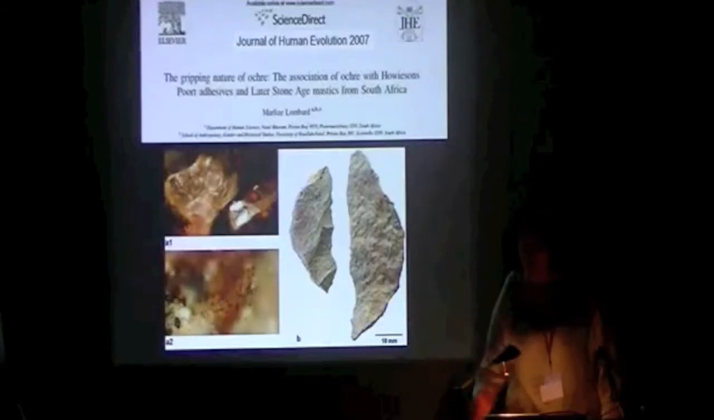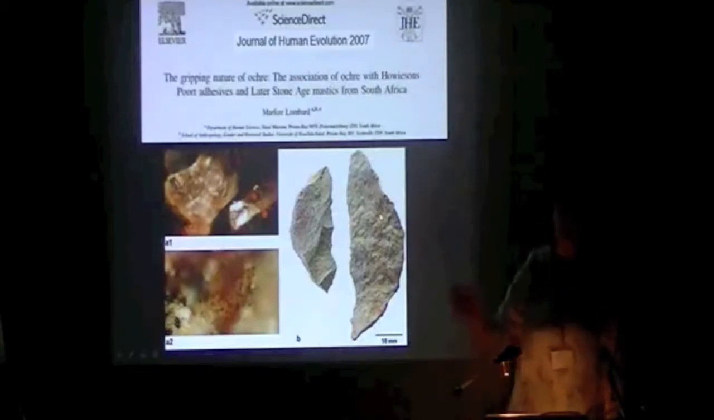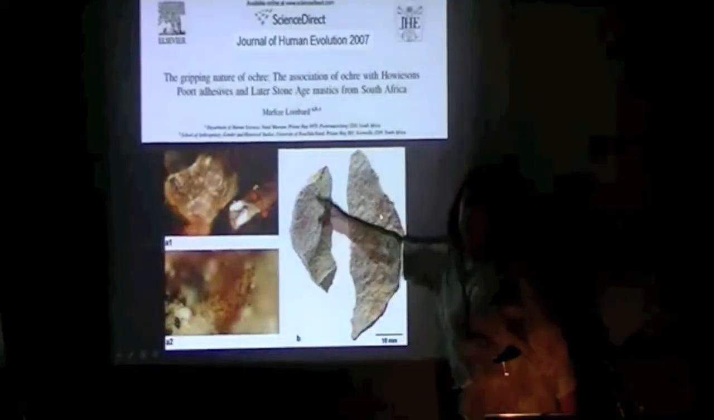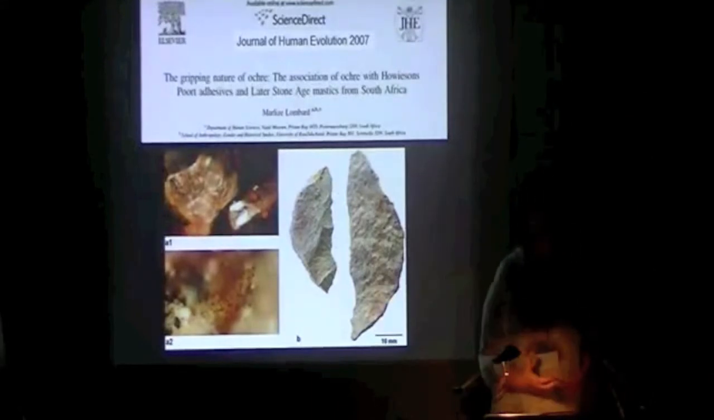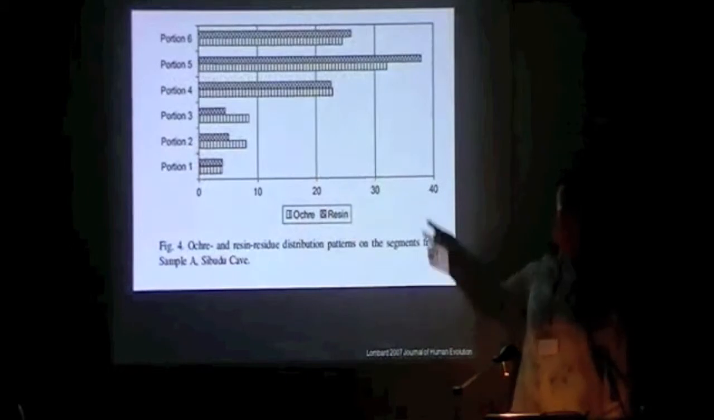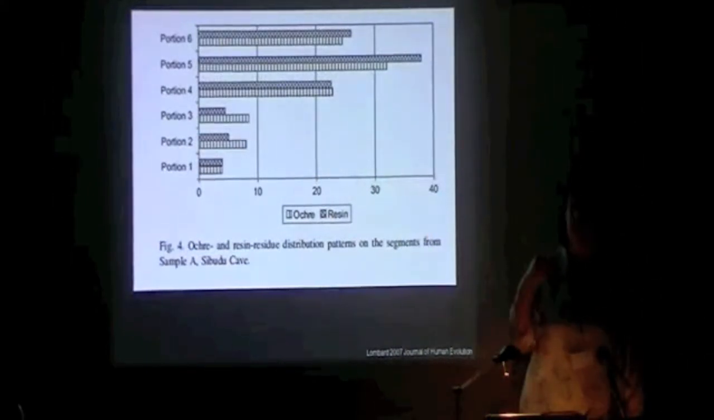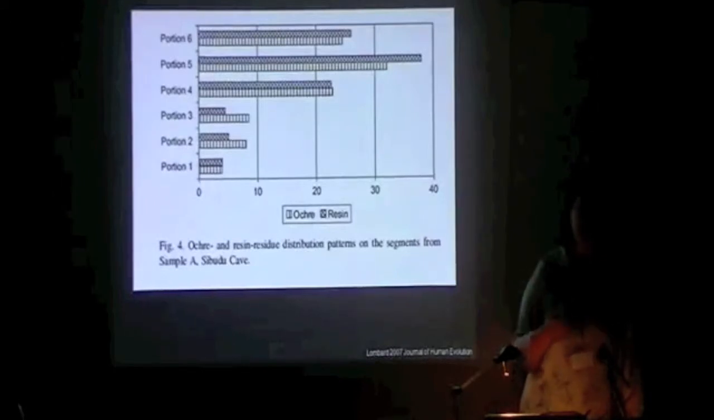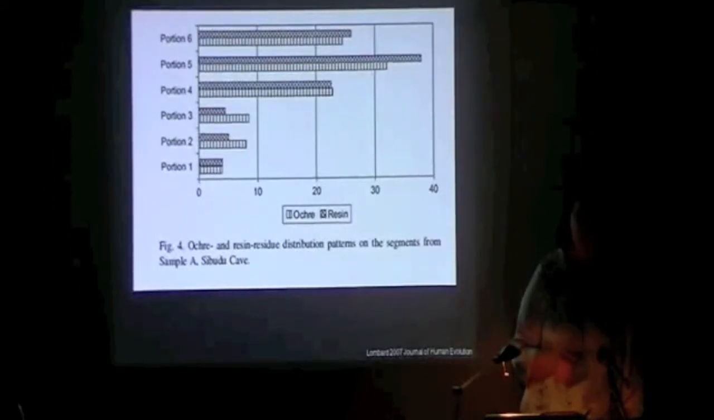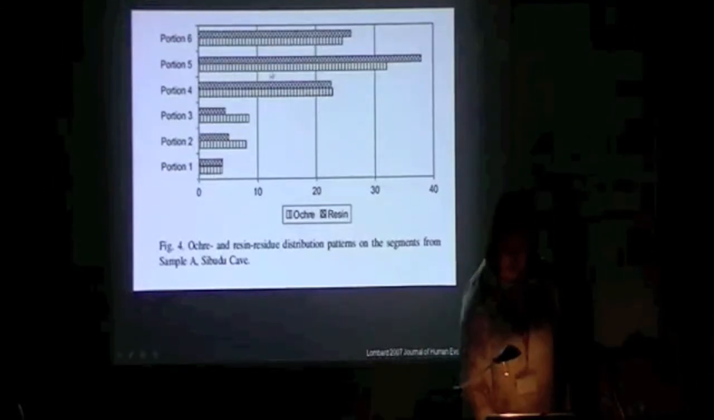And luckily, Sibudu is very good to us. Often we can see it with the naked eye, that there's ochre on the back of these tools. And it's very often in combination with resin. And here you can see on that sample how the ochre and resin distribution patterns are very, very similar to each other and concentrated on the back of the tools.